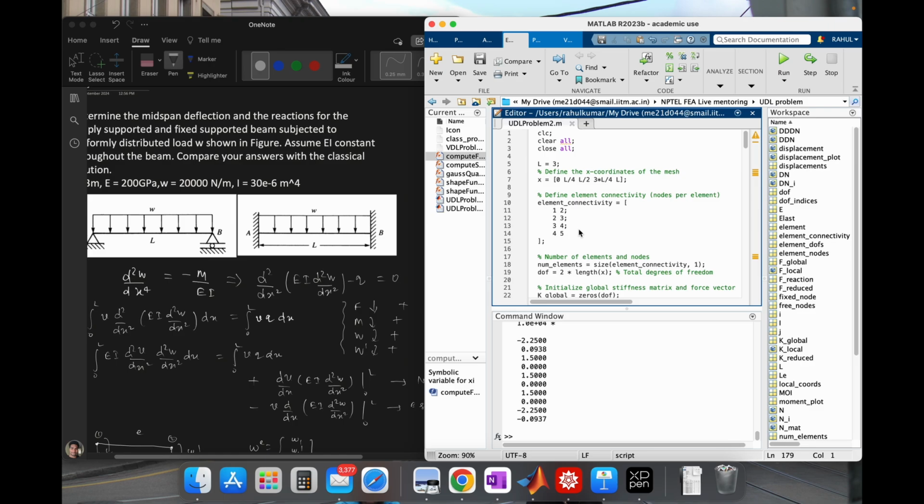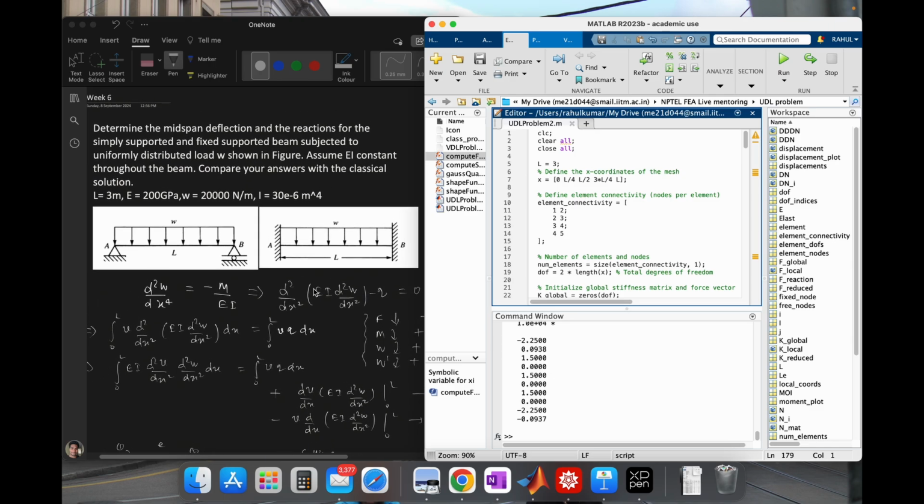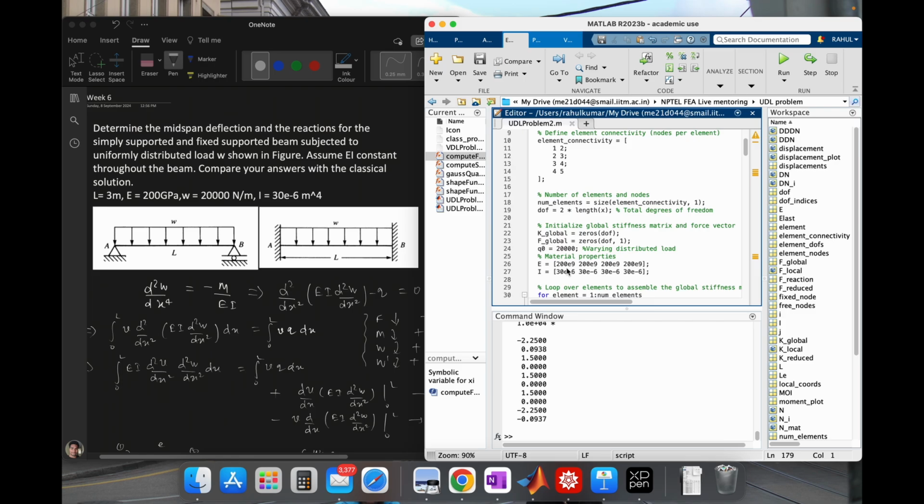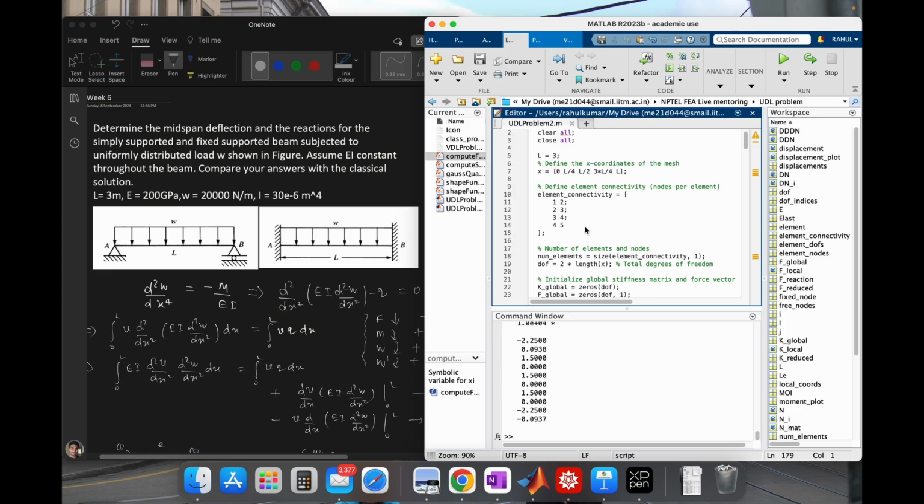Again, length is 3 meter and modulus of elasticity is 200 e raised to the power 9 and moment of inertia is 30 e raised to the power 6 and q is again 20,000 and the meshing will remain the same. We will use 5 nodes: 1 2 3 4 5.